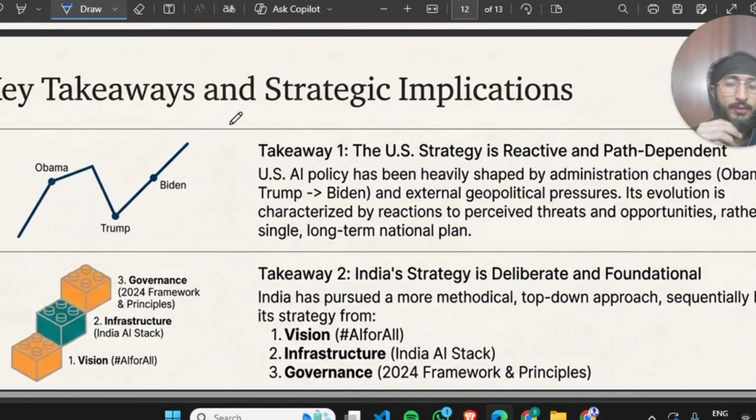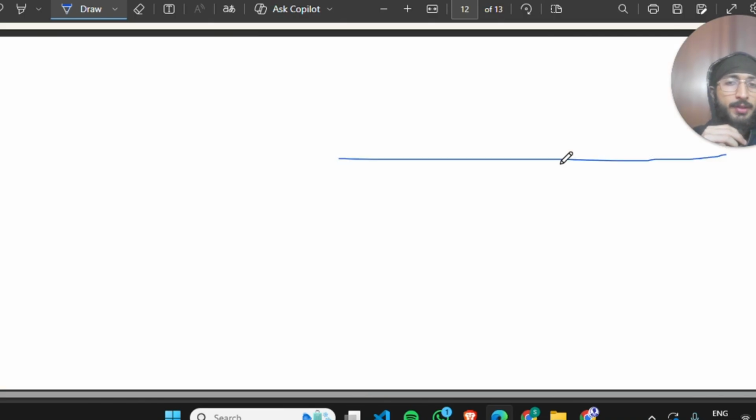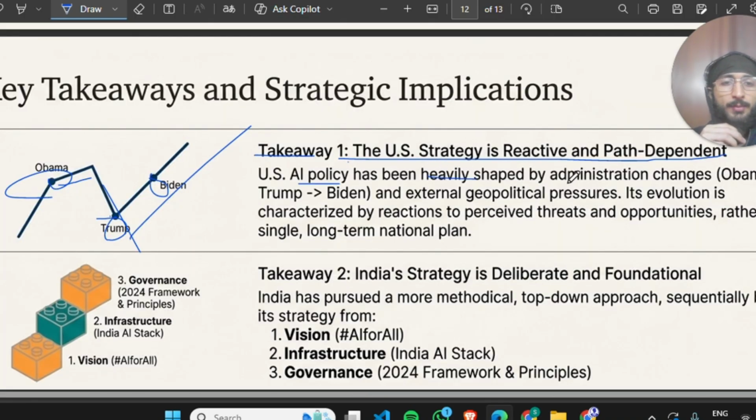Now, some key takeaways and strategic implications. Here you can see Obama, then you can see Trump, and then you have Biden here. This is a graphical representation of the downfall here of Trump on the AI policies, right? So the US strategy is reactive and power dependent. US AI policy has been heavily shaped by administration changes, Obama to Trump to Biden, and external geopolitical pressures. Its evolution is characterized by reactions to perceived threats and opportunities rather than a single long-term national plan.